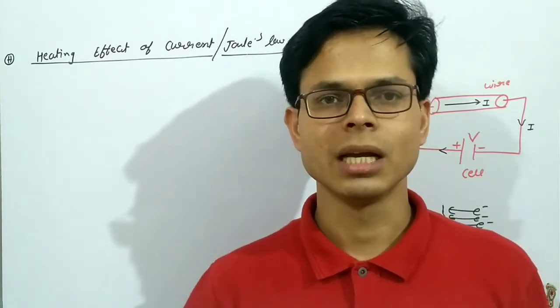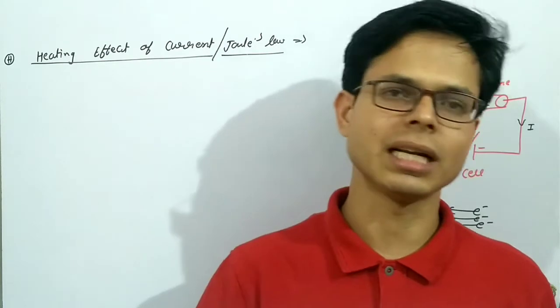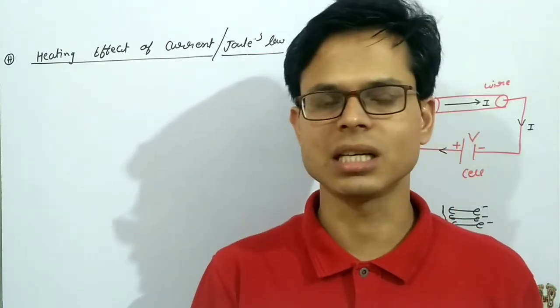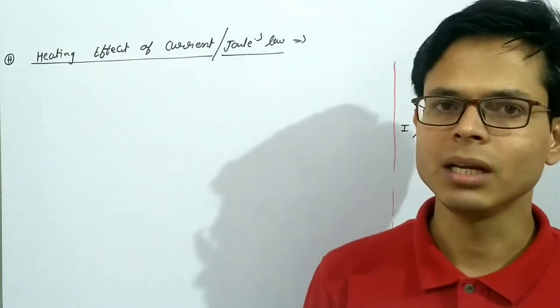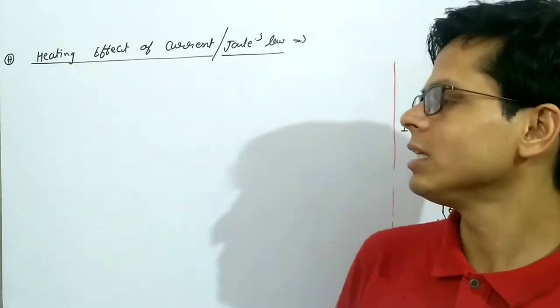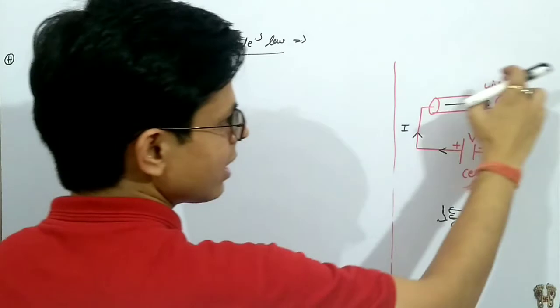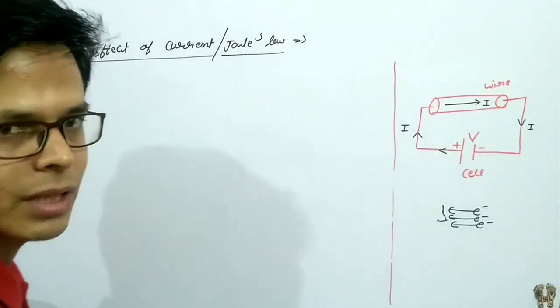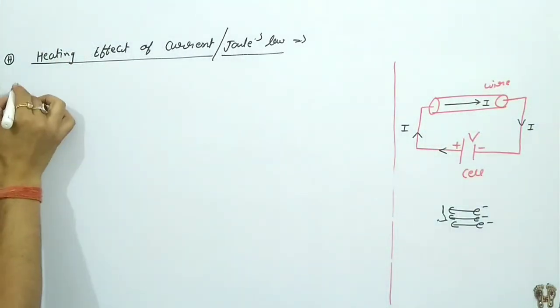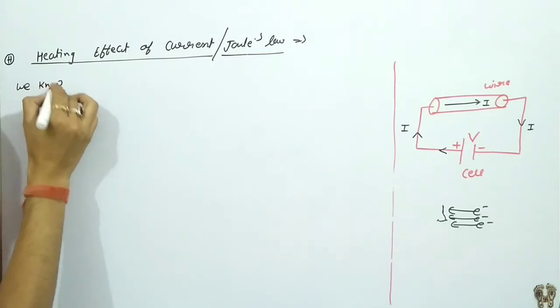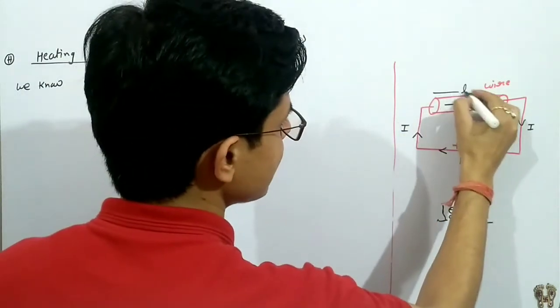During that collision, energy is transferred, and during that energy transformation, temperature is increased and the material will be heated. So the final result is that moving, flowing current produces heat. Now we can prove it. Let a wire have length L.